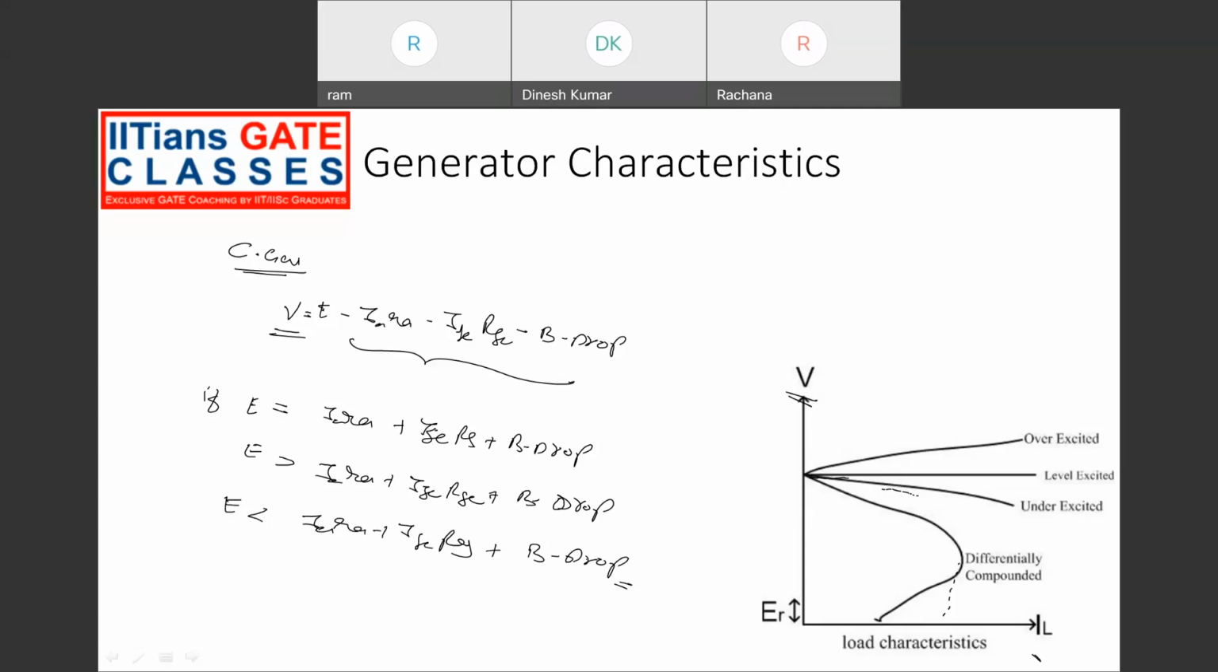So in differentially compound generator, that is the last curve you see here. Last curve, this one. Terminal voltage drastically reduces as the load current is increasing. So generally these type of generators are used for arc welding. Okay. Is it clear? Let me know if you have any doubt.